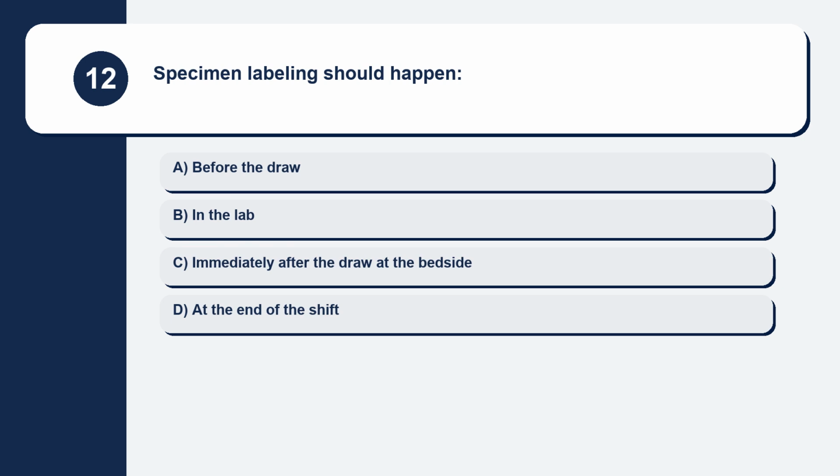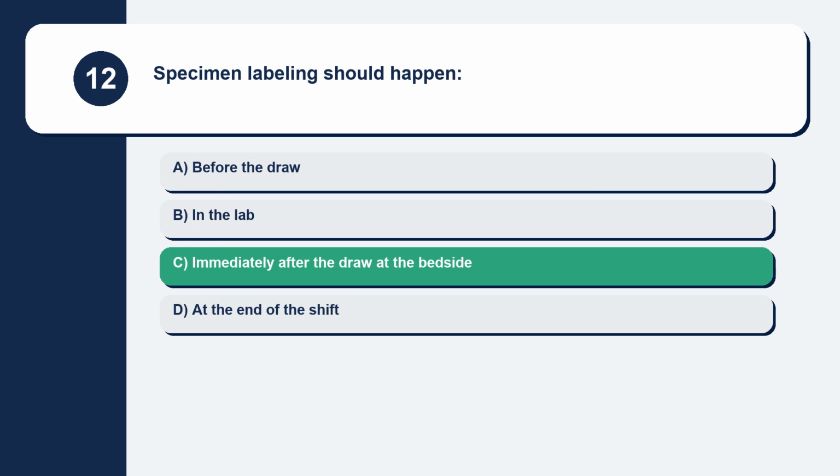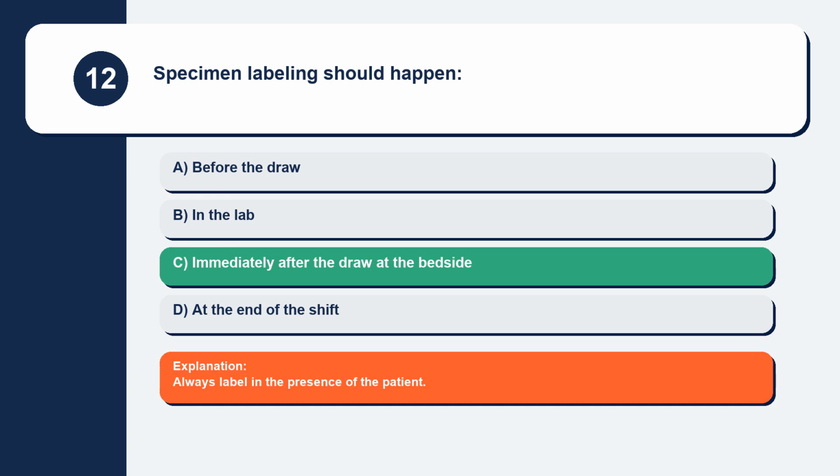Question 12. Specimen labeling should happen before the draw, in the lab, immediately after the draw at the bedside, at the end of the shift. Always label in the presence of the patient.